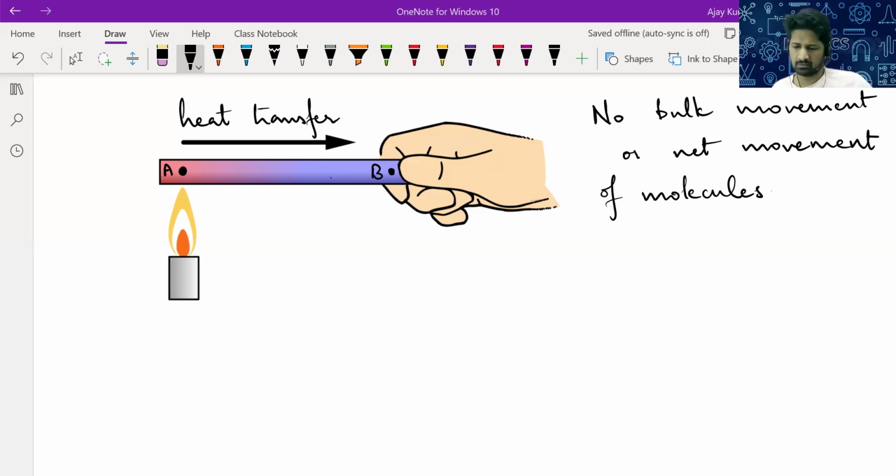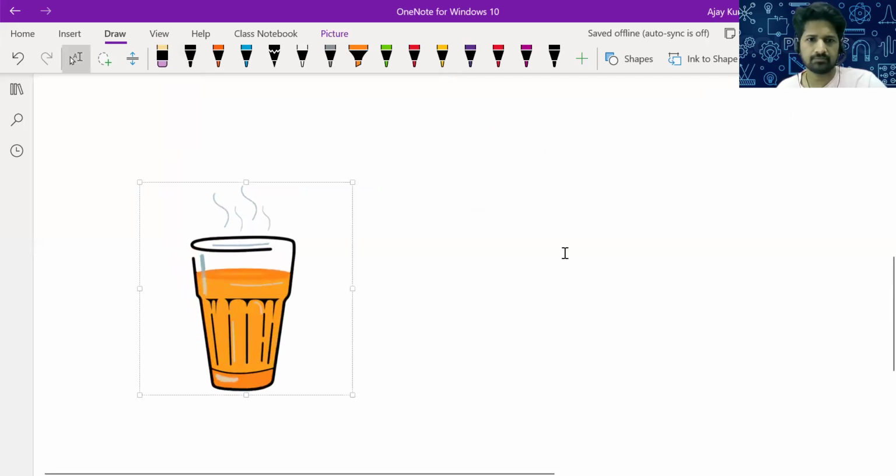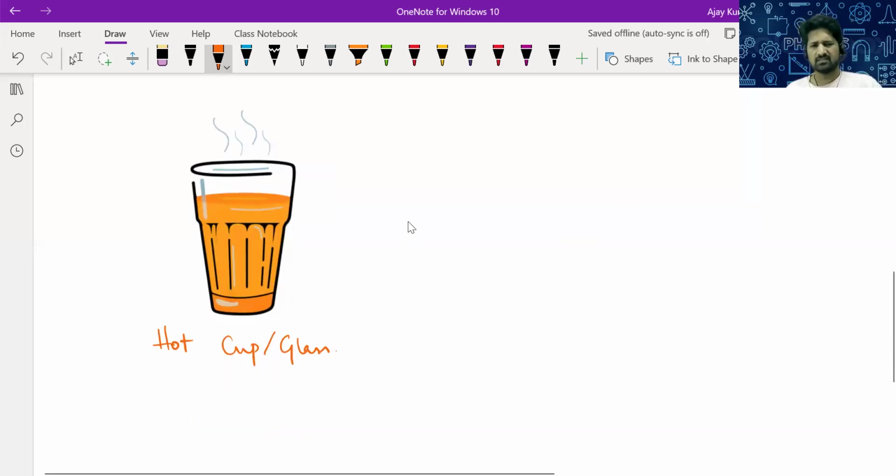Imagine this. Suppose there is a hot cup of tea. Tea, water, milk, whatever it is that you prefer. Let's assume you have been served a hot cup of tea. Now, before drinking it, you would like to check how hot it is, whether it is safe to drink or not. You can do that by touching the cup from outside.